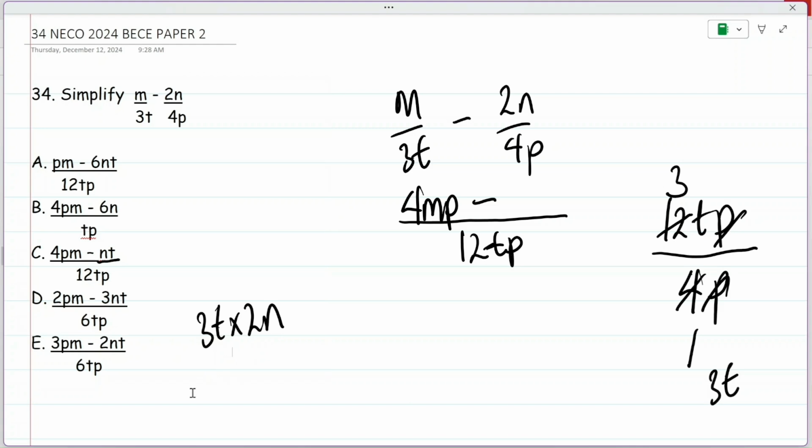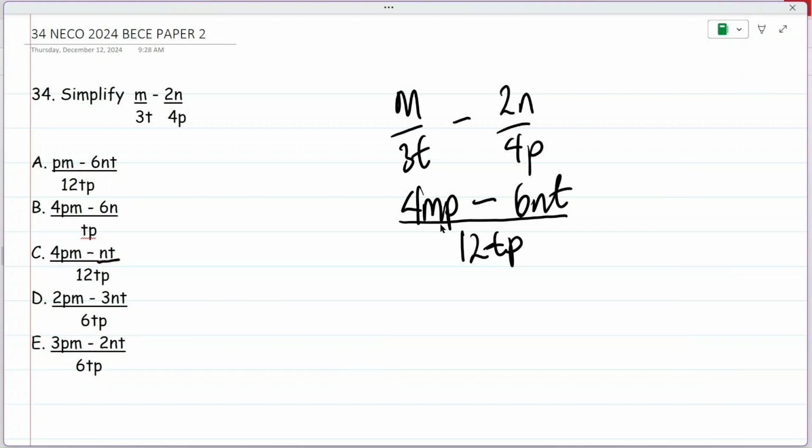I like this because you have two different letters. 3 times 2 is 6. Then t times n is tn. N comes before t, so you put your n before t. It's still the same thing, 6nt. So write 6nt. Some will jump on this and think it's the final answer. But if you look closely, you will see that there's still something you can bring to the lowest term.